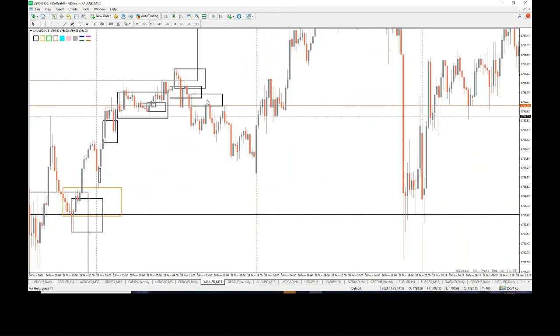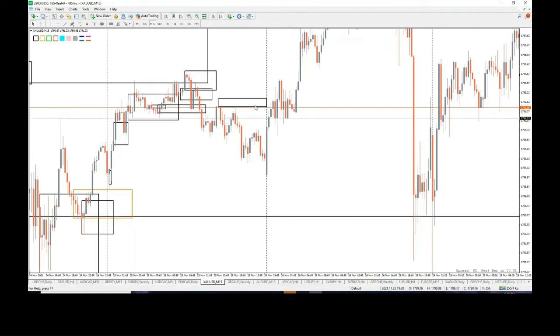On M15, you can get your second entry right here. Oh, okay. Yeah.